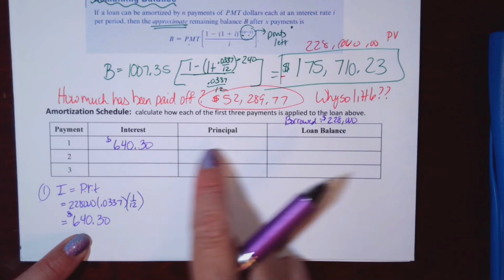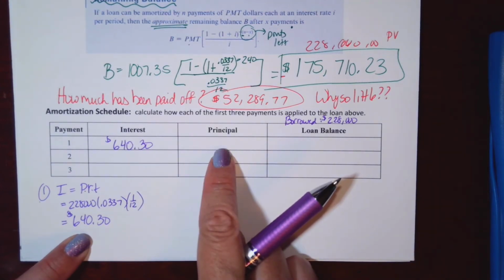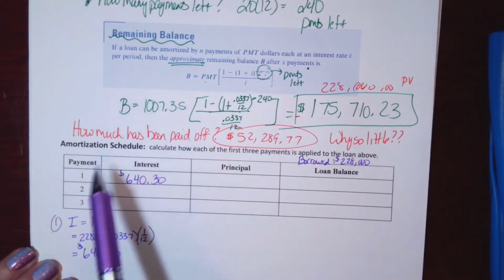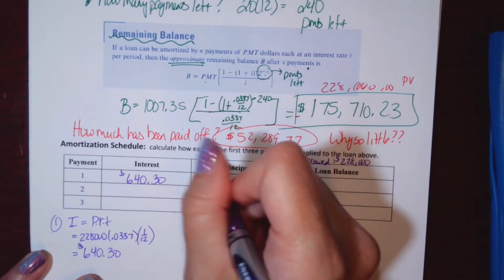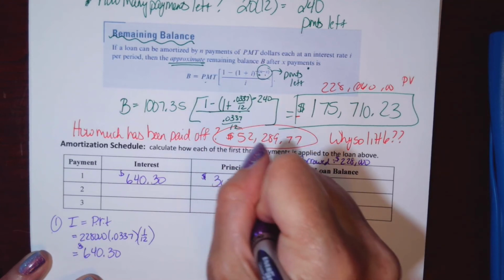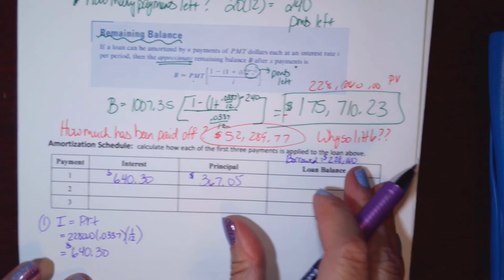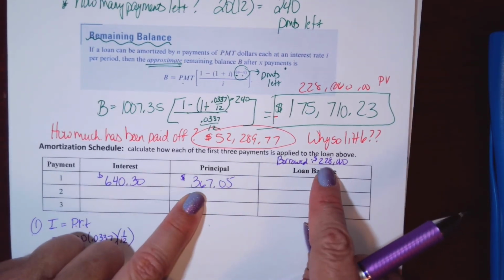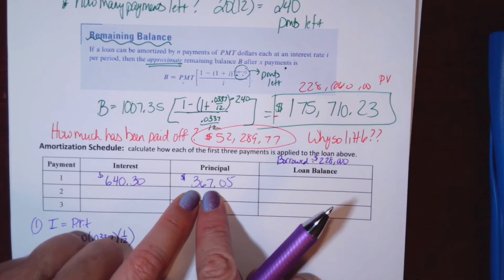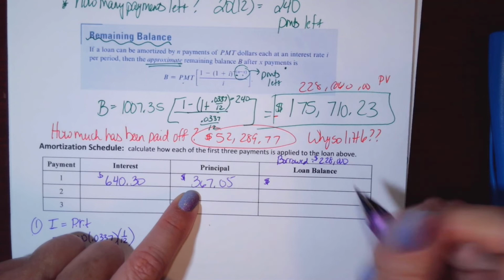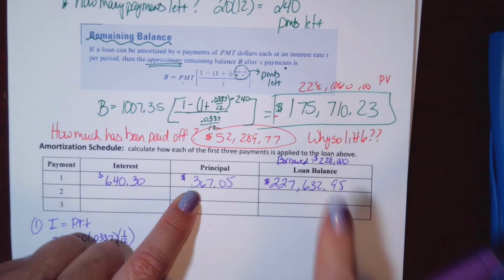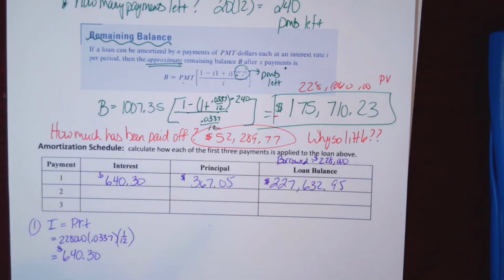Well, if that much goes to interest, how much goes to principal? I would take my payment. My payment was $1,007.35. Subtract the amount that went to interest, and the rest of it was applied to the principal of my loan. So this paid off a little piece of the loan, $367 worth of the loan. So I'm going to take my loan balance, $228,000, subtract $367.05. That means now, after that first payment, I owe $227,632.95 because this was paid off of my original balance.